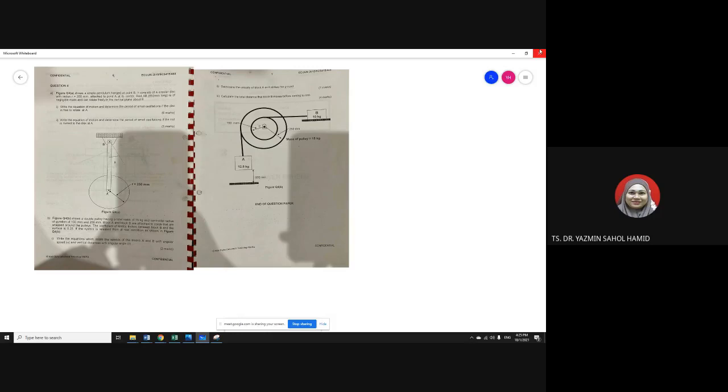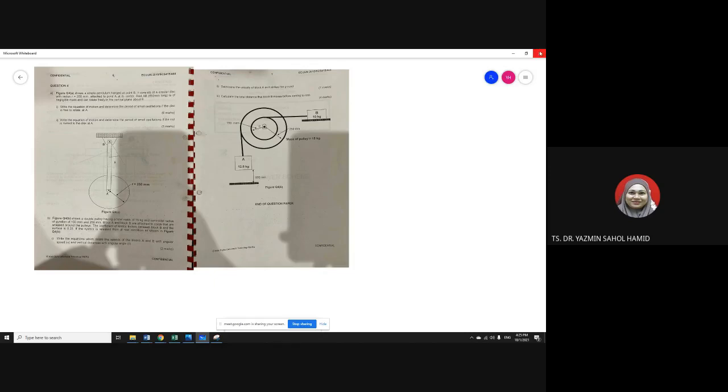Question 4A Roman 1, write the equation of motion, determine the period of the small oscillation if the disc is free to rotate at A. I rasa you all boleh buat. Question number 2 is tricky sikit. Dia kata write the equation of motion and determine the period of the small oscillation if the rod is riveted to the disc at A. So that one kita hold on dulu.